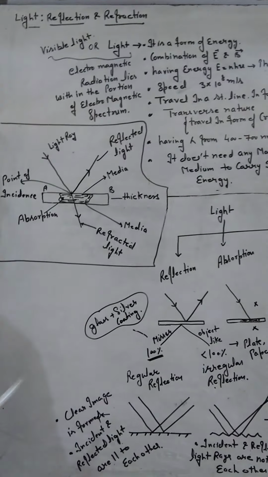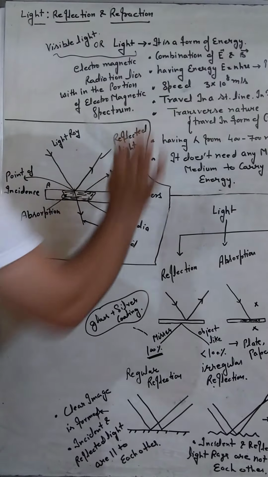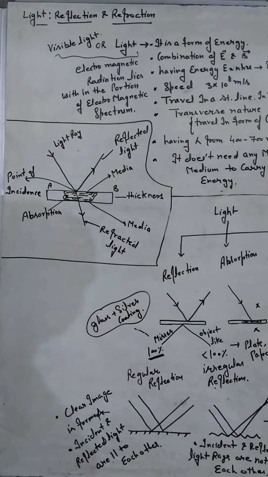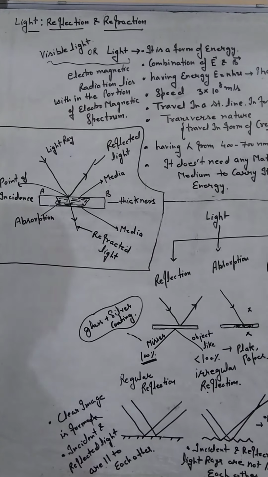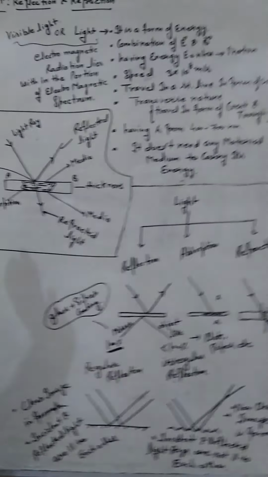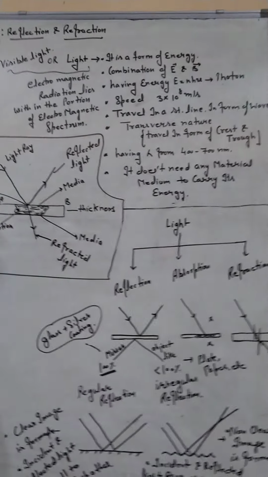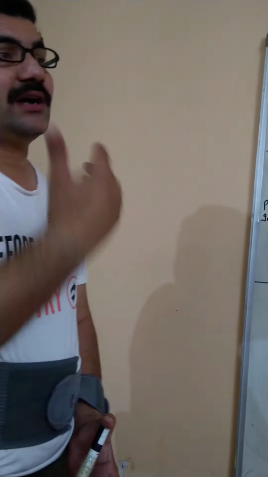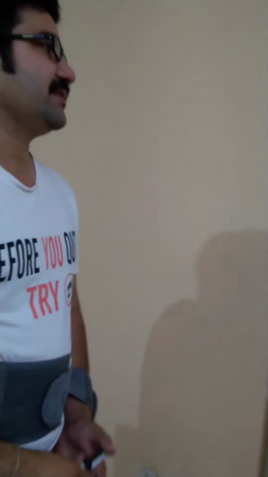First one, light is basically a form of energy. That is important. Light is a form of energy which produces a sensation in our body when falling on our eyes, organs, etc.